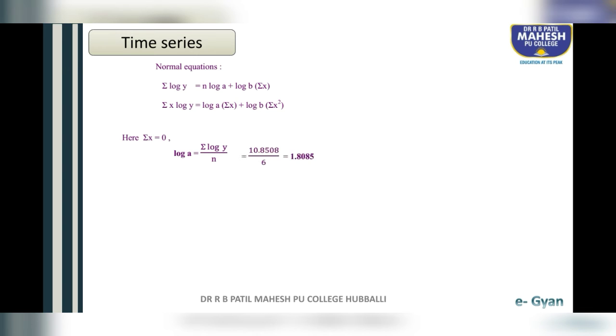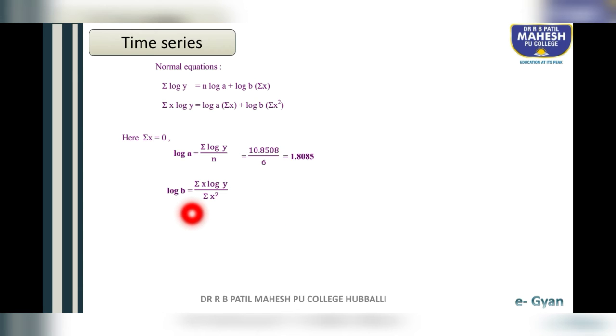So as you know, in the first equation, if summation x is 0, to find out the log of a value, the formula is summation log y divided by small n. So summation log of y is, as you know, 10.8508. Small n is the total number of values, which is 6. So after dividing, 10.8508 divided by 6, log of a is 1.8085.